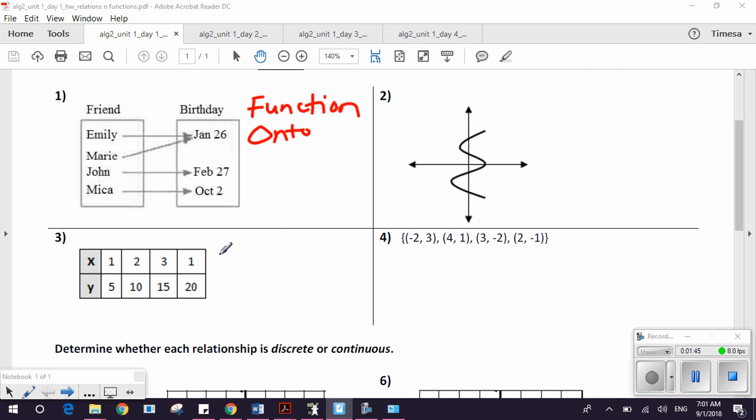On number 3, I see that x of 1 repeats, and they have 2 different y values. So that is not a function. So x's are not allowed to repeat on functions. X's are not allowed to have more than one y.